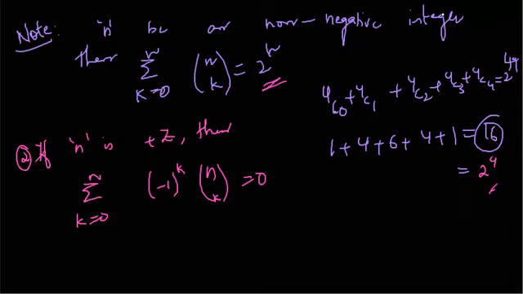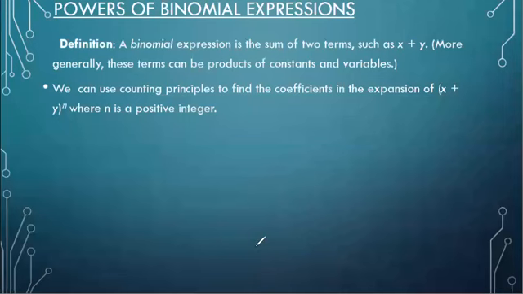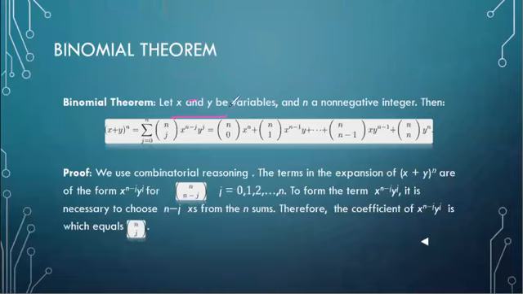Now we have a topic known as Pascal identity and triangle. Before that, let's see the definitions. A binomial expression is the sum of two terms such as x plus y. More generally, these terms can be products of constants and variables. We can use counting principles to find the coefficient in the expansion of x plus y whole power n, where n is a positive integer. And let x and y be the variables, then your formula is defined as follows: x plus y whole power n, sum over j is equal to 0 to n, nCj x power n minus j y power j. It is expanded as follows, which I have already explained.